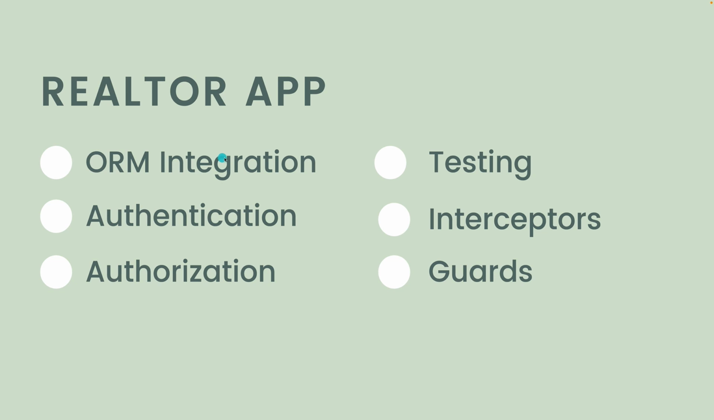And over here, we're going to be building a more production-ready application. So we're going to have ORM integration. If you're unfamiliar with what that is, well, it's just a way that we can connect to a database. And we will be connecting to a real Postgres database that is going to be hosted in the cloud. We're also going to talk about authentication as well as authorization. We're also going to be talking about interceptors as well in more detail.